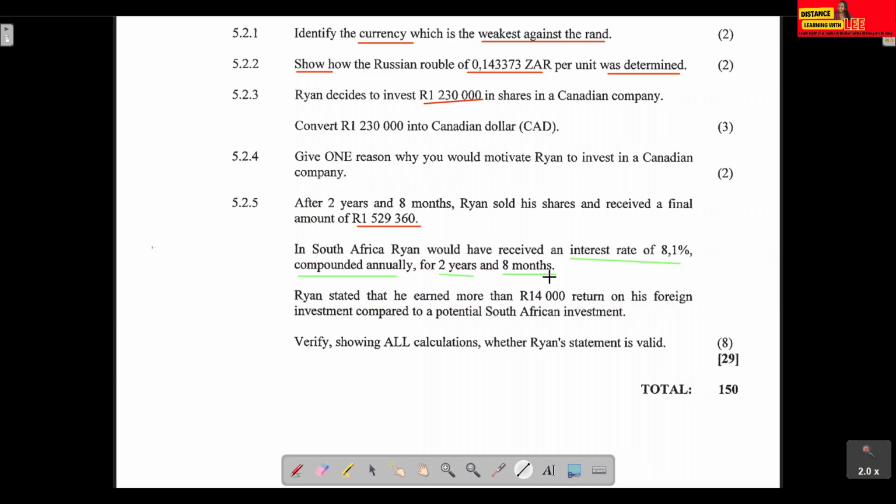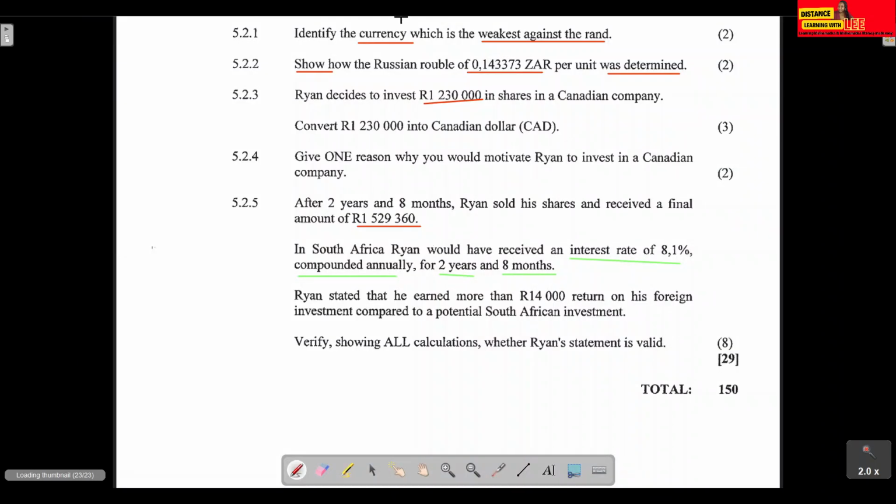So for us to verify whether Ryan's statement is valid, we need to determine the interest that he would have generated from investing his 1.2 million in South Africa. So let's quickly do that.